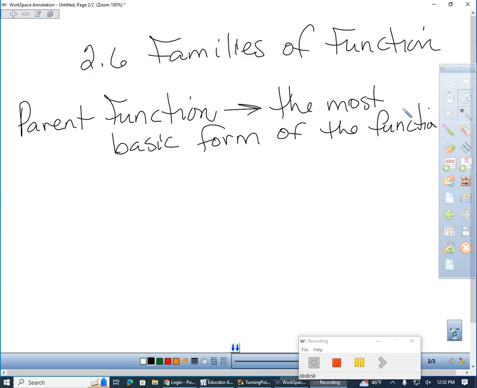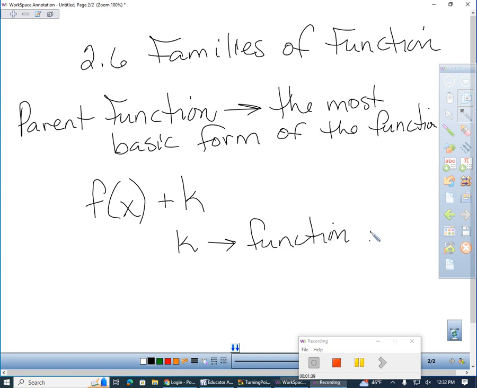We're going to start with, if I have a function, I'm going to call my function f of x, and I add something to the end of it. We're going to call that k. K represents whether the function moves up or down. So if you have a function and then you have something added to it, you're going to move up that. If it's subtracting it, you move down that.